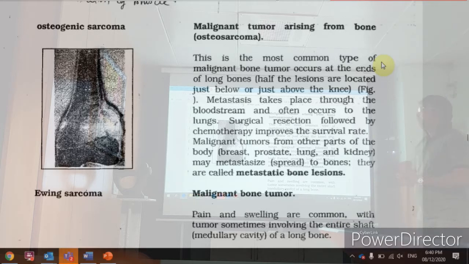Surgical resection means cutting off. See, the decision comes because of the tumor being malignant. So, do you want life or legs? They will take the leg. The life is what they tend to choose, right? That is where they tend to do this.